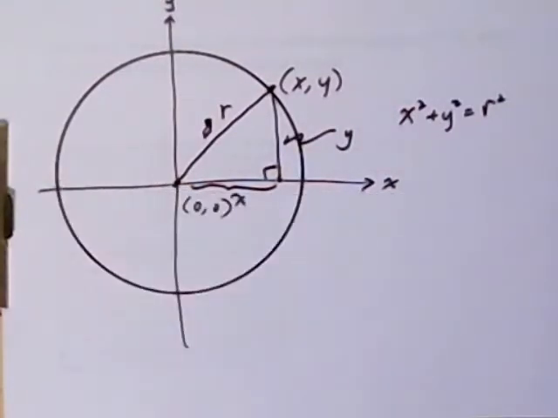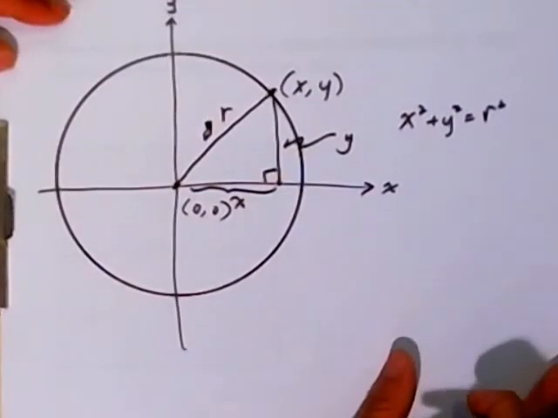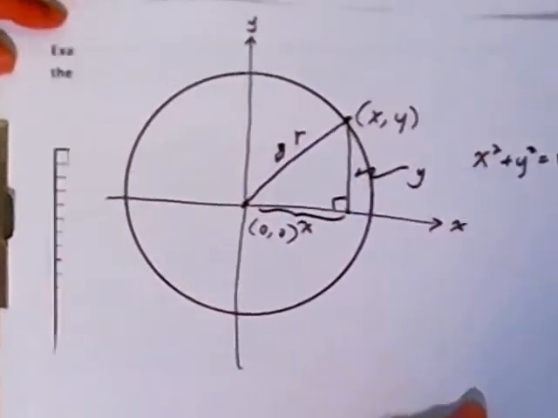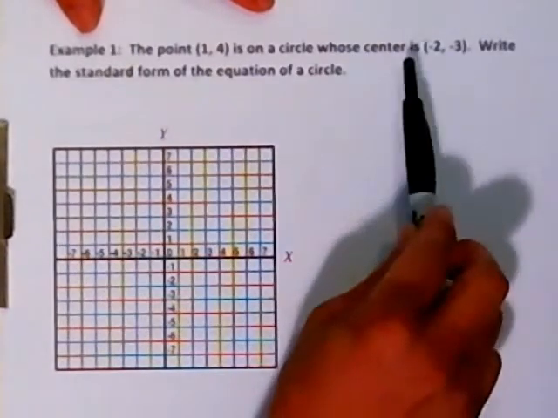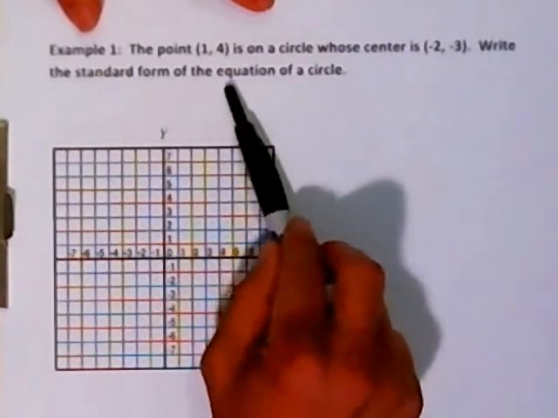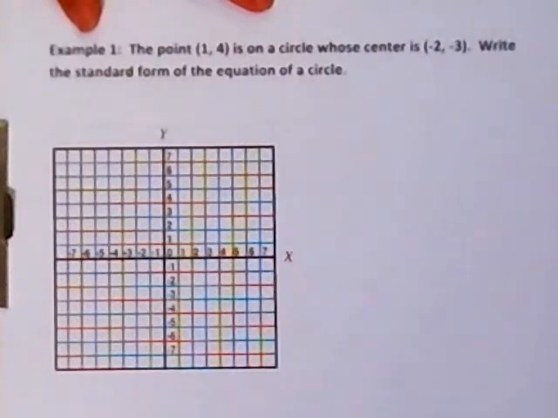Okay, so let's get started on a couple of problems. I wrote them out for you in Microsoft Word, that is. Let's get example number 1. It says the point 1, 4 is on a circle whose center is at -2, -3. Write the standard form of the equation of the circle.